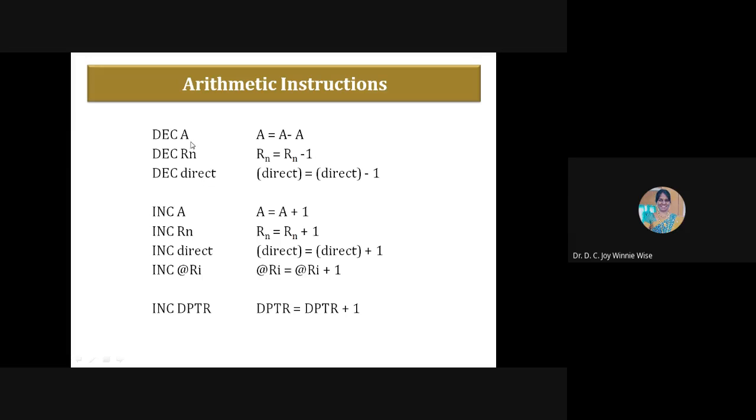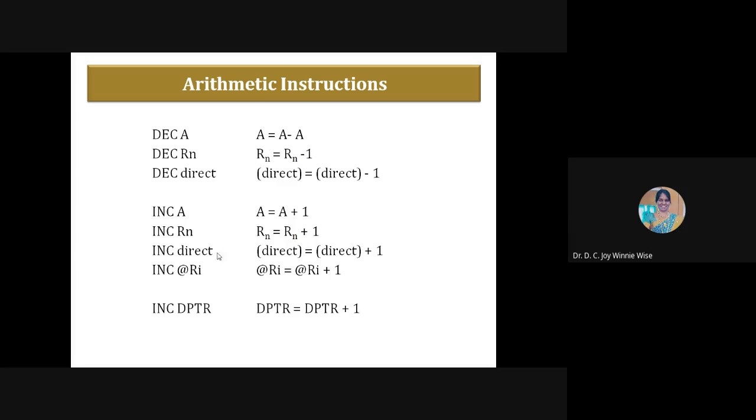And next one is decrement A. Suppose you want to decrement the content of accumulator, so DEC A, then DEC Rn, and next is DEC direct. As I said earlier, decrement A means A equal to A minus 1. When we use this instruction, A is referred to as E0, so I can write here DEC E0. So DEC A and DEC E0 are the same.